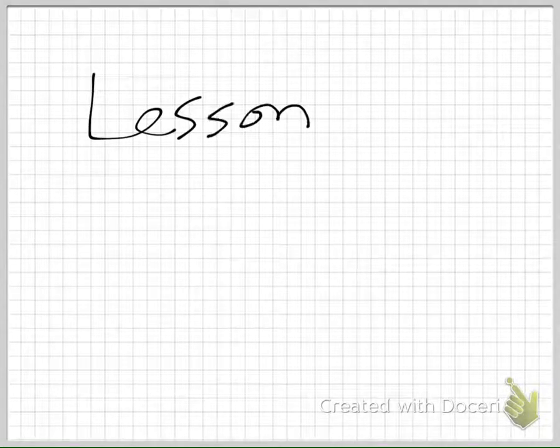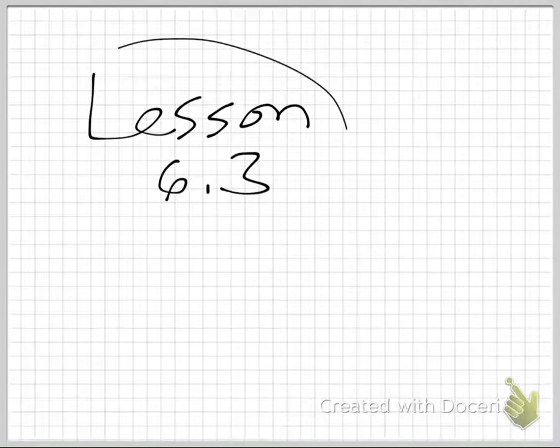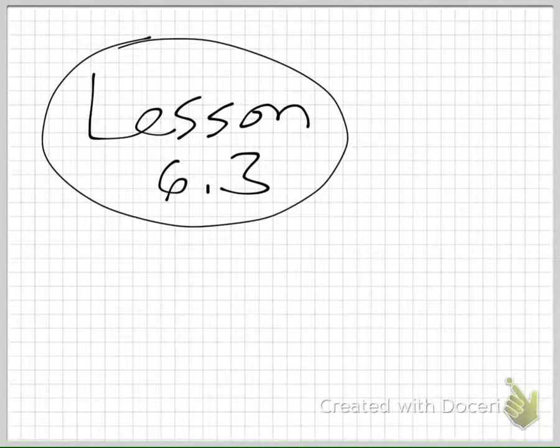Okay, this is Algebra lesson 6.3, Elimination using addition and subtraction. We're going to be solving a system of equations by using addition and subtraction. Okay, so I'm going to put this one I just put back up there.